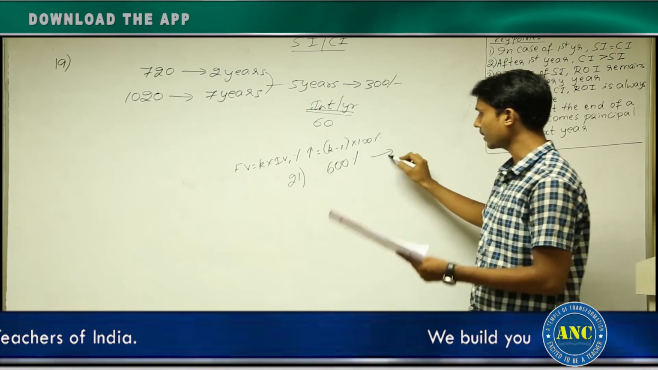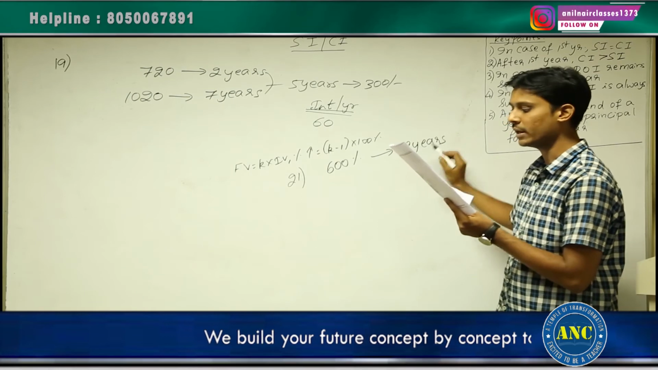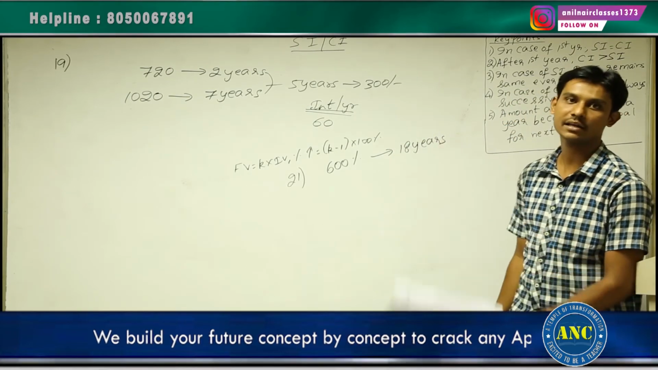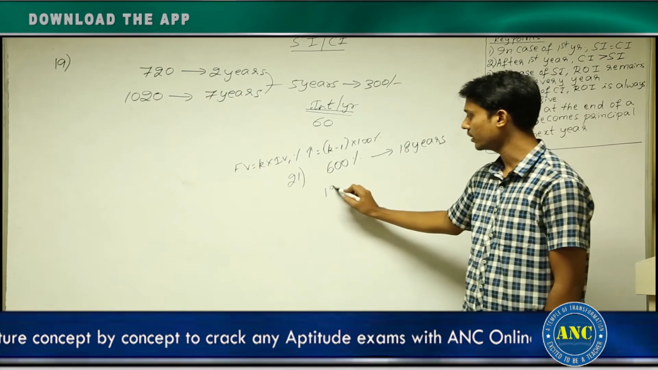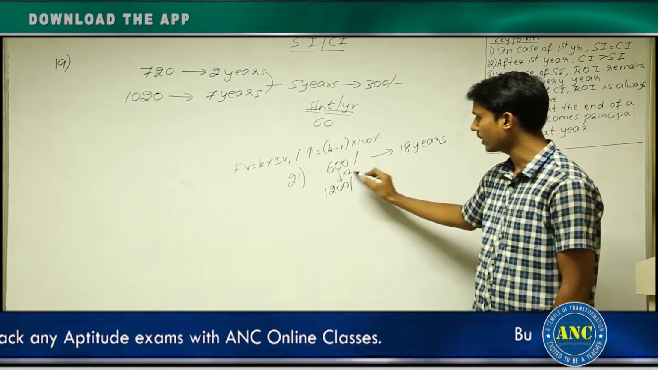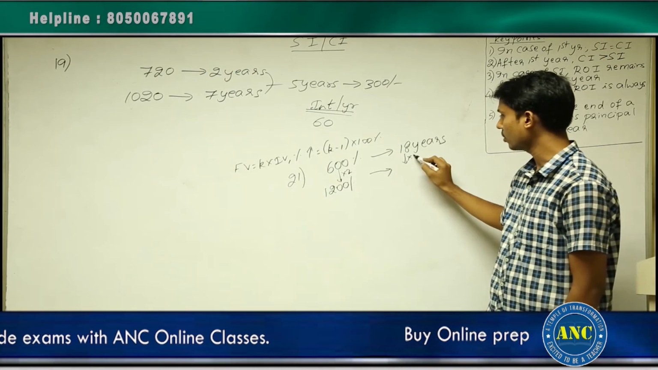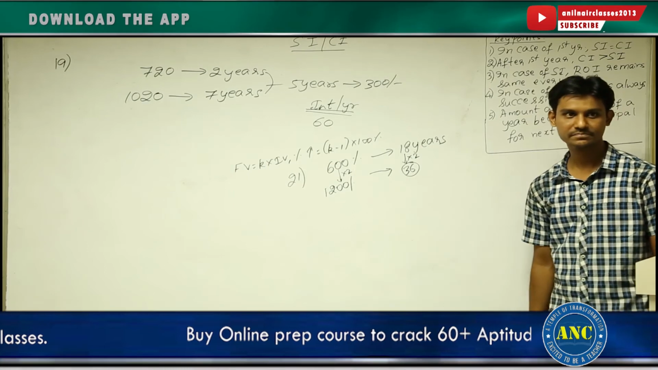It becomes 600% in 18 years. In how many years will it become 13 times under SI? 13 minus 1 into 100% is 1200%. 600 is becoming 1200, so multiply by 2. 18 also multiply by 2. Answer is 30. Clear, sir?